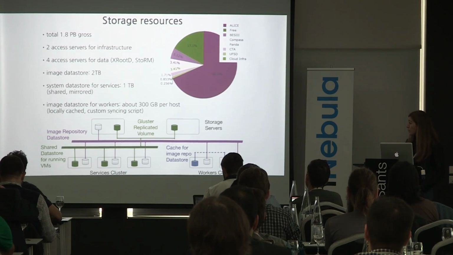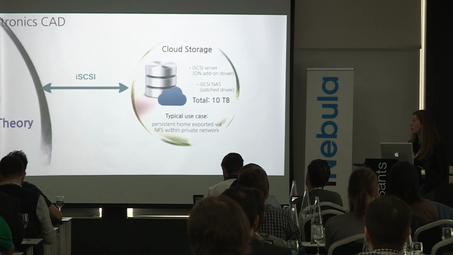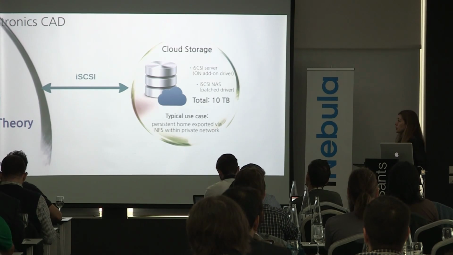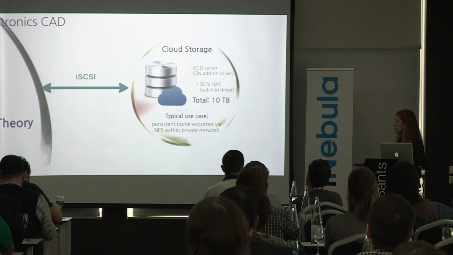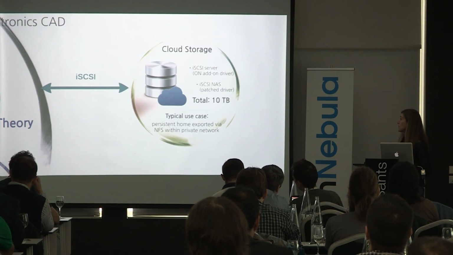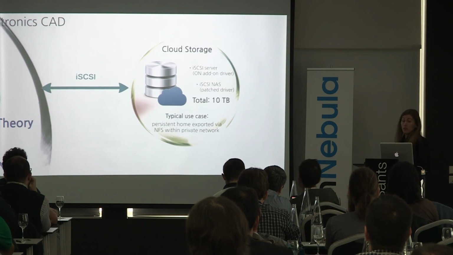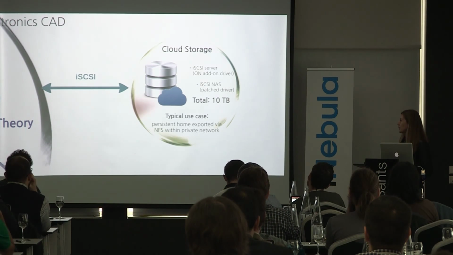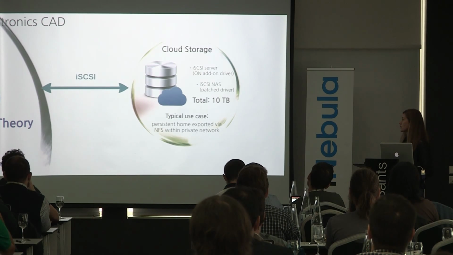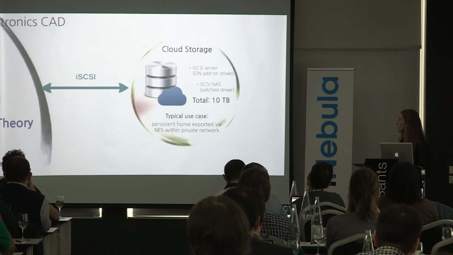Then we have another type of storage, which is what we call the cloud storage. The typical use case is to give a persistent home space to the tenants, which they can export, for example, via NFS. What they generally do is to export via NFS within their own private network. And this we serve with iSCSI. We have two objects. One is a Linux server, and we use the official add-on for OpenNebula, the driver. And then we have another very old tool, for which we have to patch the official driver just a little bit, and in total we have more or less 10 terabyte of storage.